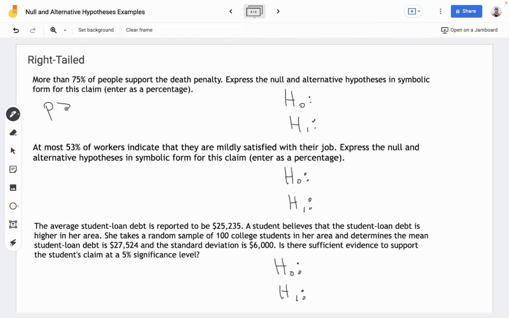So this is more than 75%, that'll be a P. This one is at most, or less than or equal to, 53%. That'll also be P. And the last one talks about the average. The student believes that it's higher than 25,235.